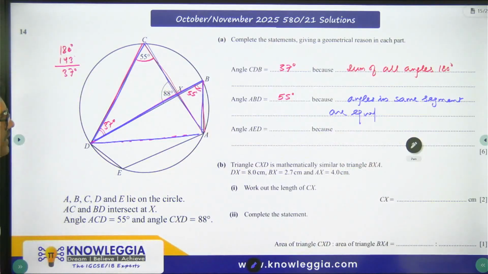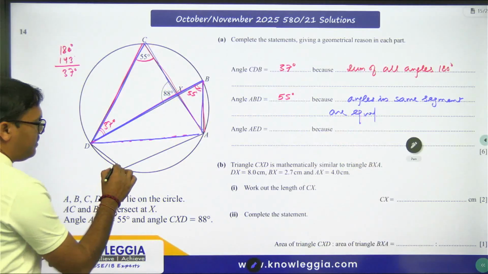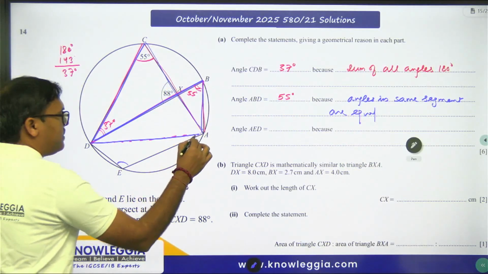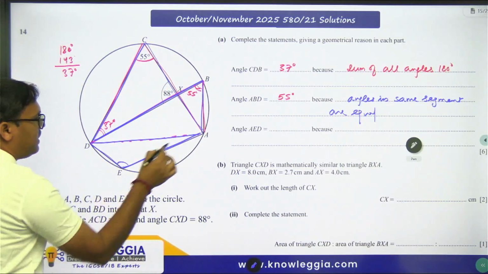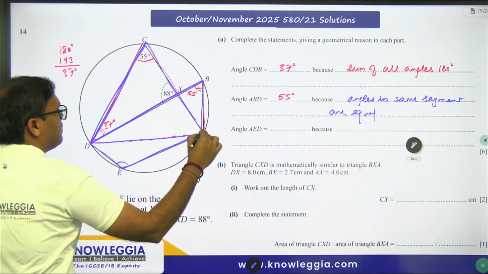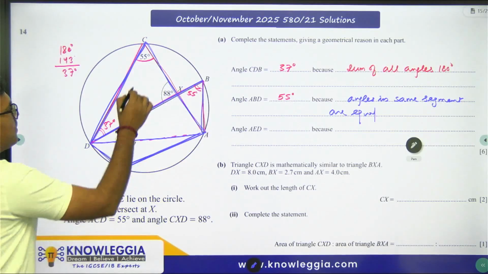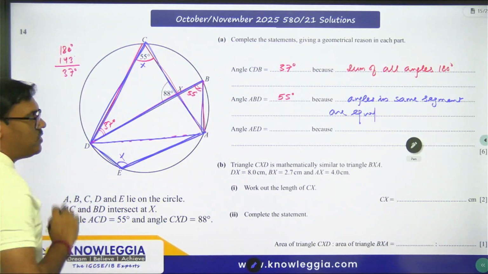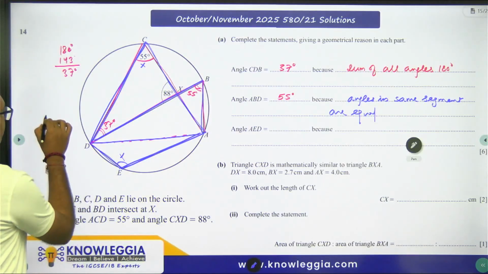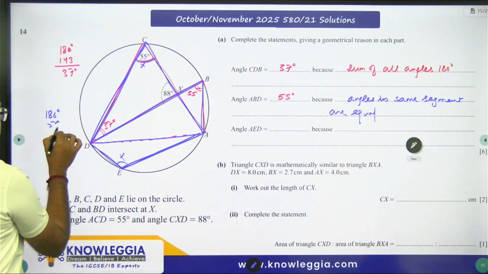Now angle AED. That is this angle. Now how will you get this angle? You can clearly see this is a cyclic quadrilateral, AEDC. If this is a cyclic quadrilateral, the sum of opposite angles is equal to 180 degrees. So this is 180 degrees minus 55 degrees.